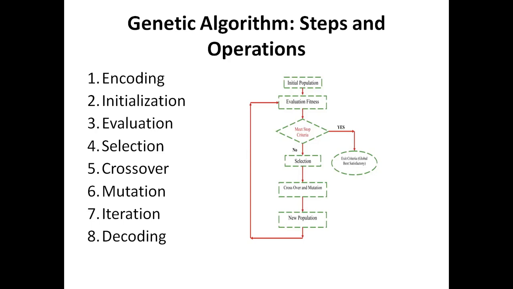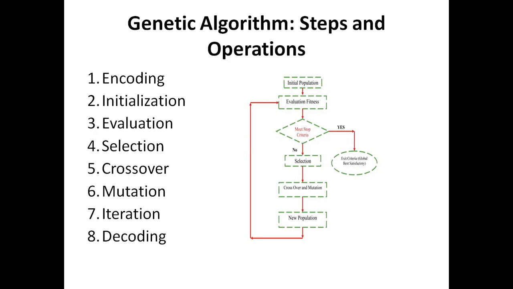The third step is evaluation. The third step of the genetic algorithm is evaluating the fitness value of each individual through a fitness function. This helps create a quantitative base to compare individuals with each other. The fourth step is selection. During each successive generation, a portion of the existing population is selected to breed a new generation. Generally, the individuals with high value of fitness functions are selected for this process.